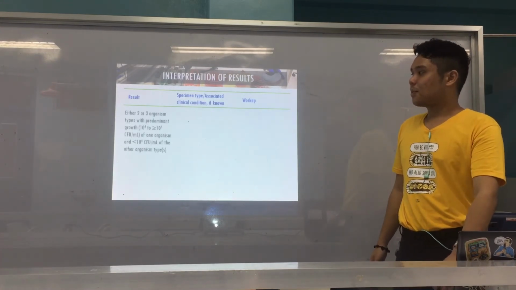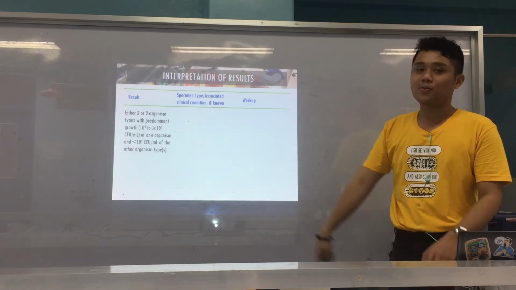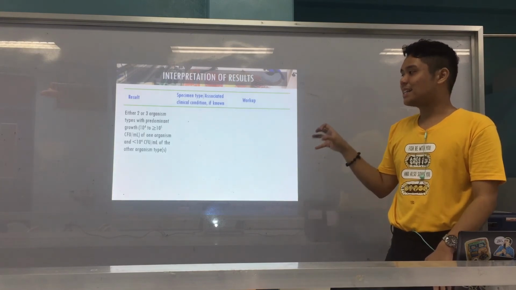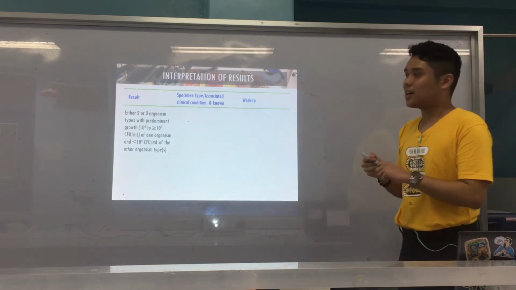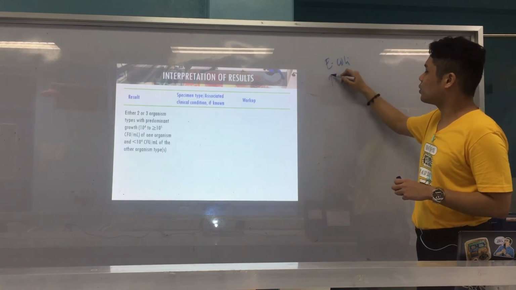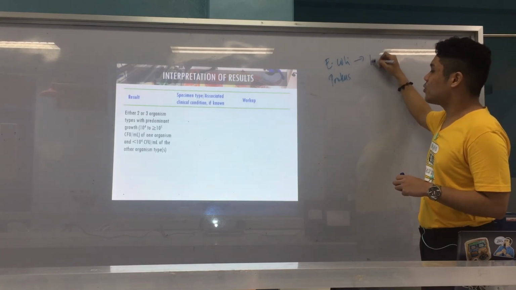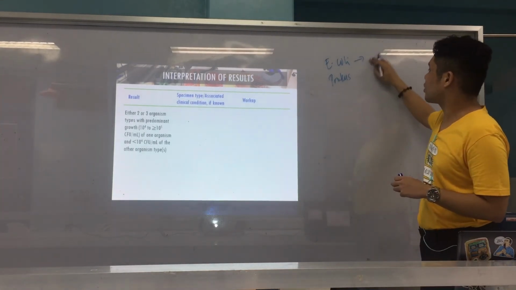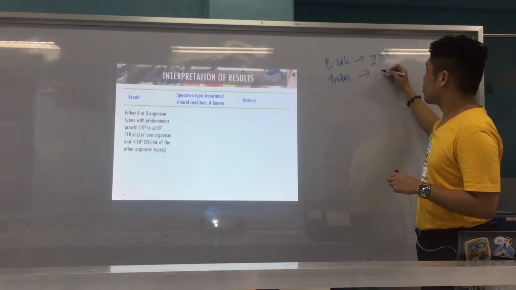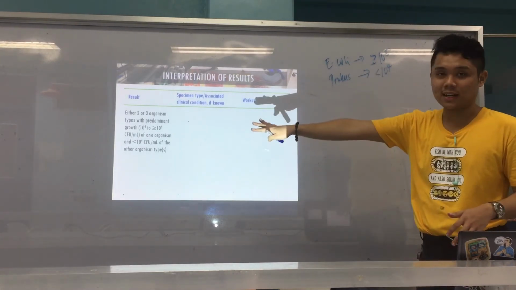Next, either 2 or 3 organism types with predominant growth, greater than or equal to 10 to the 5th of one organism, and less than 10 to the 4th of the other organism. So for example, E. coli and Proteus, 2 organisms. Let's say this one is greater than or equal to 10 to the 5th, and this one is 10 to the 4th. So that is the situation here.